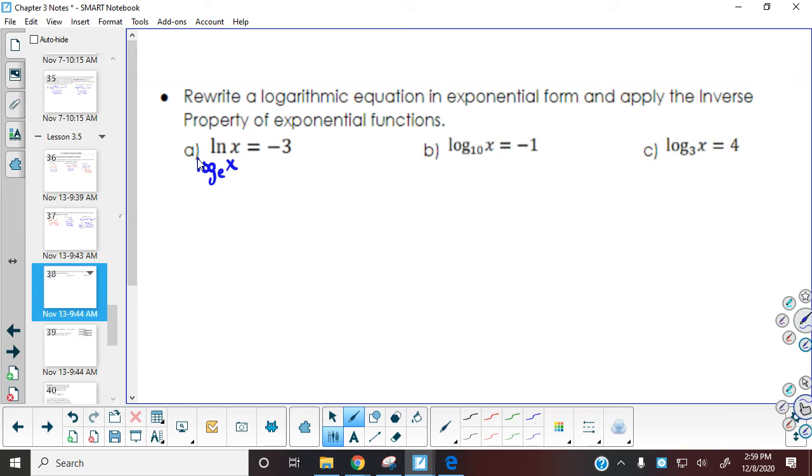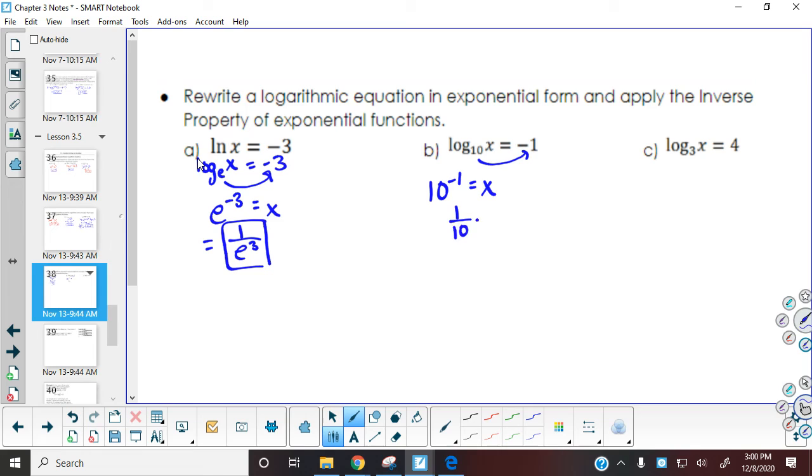Okay, so in other words, another way to think of this is I could rewrite this by sliding this around and making this e to the negative third equals x. And then I could just type that in, or I can leave it as a fraction. Since it's a negative exponent, that goes to the bottom, and I can do 1 over e to the third. Okay, same thing here. You can rewrite that by sliding that under the negative 1. So 10 to the negative 1 equals x. And so again, we have a negative exponent, so it's going to be 1/10 equals your x.